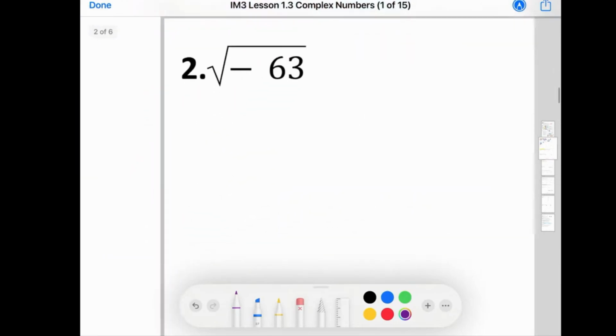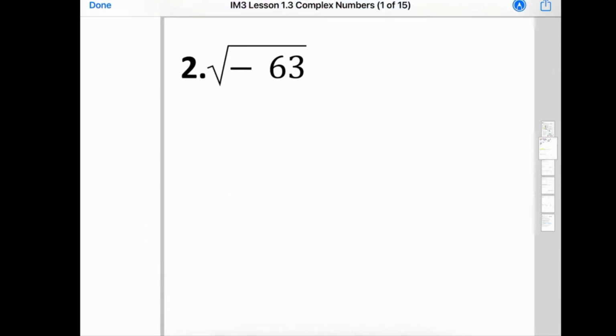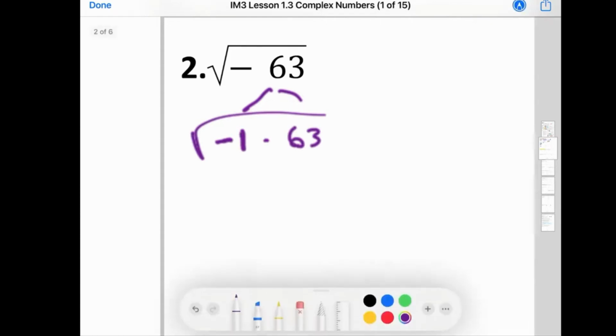All right, let's look at question number 2 here. Square root of negative 63. I'm going to break that into our imaginary unit, so negative 1 times 63. Then I'm thinking the factors of 63 are 9 and 7.